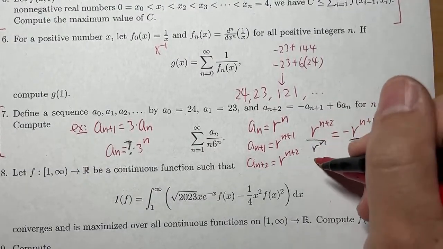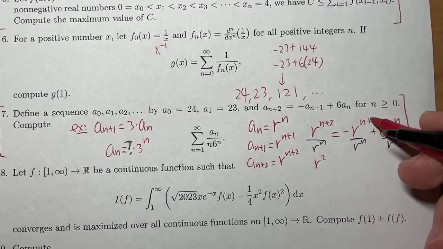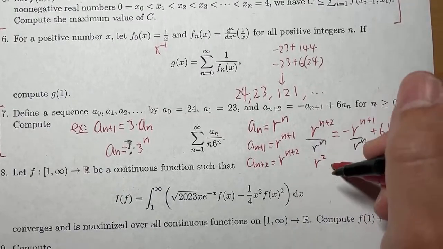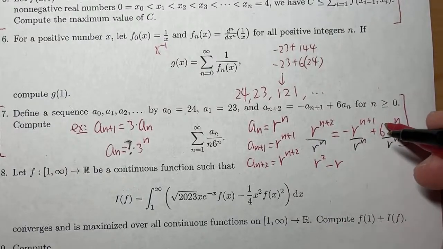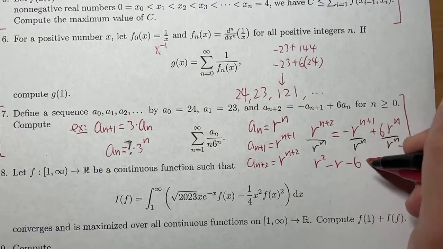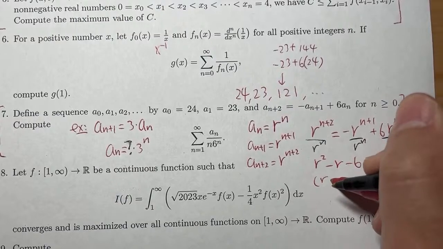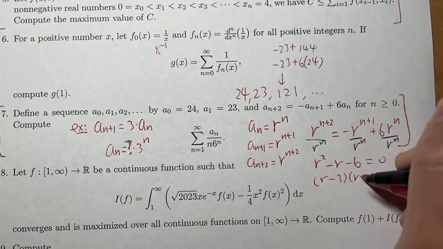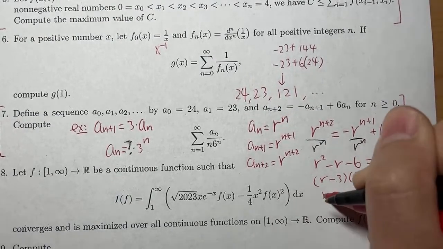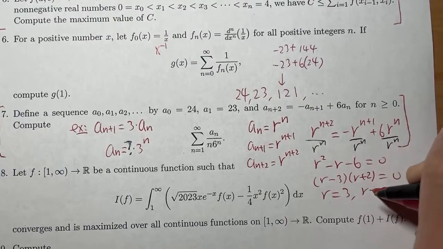And then this right here gives us r squared. And then this right here will give us negative r. Move it to the other side, so minus r. And then this right here will give us 6. Move it to the other side. Solve this by factoring: r minus 3, r plus 2. So r is equal to 3, r is equal to negative 2.